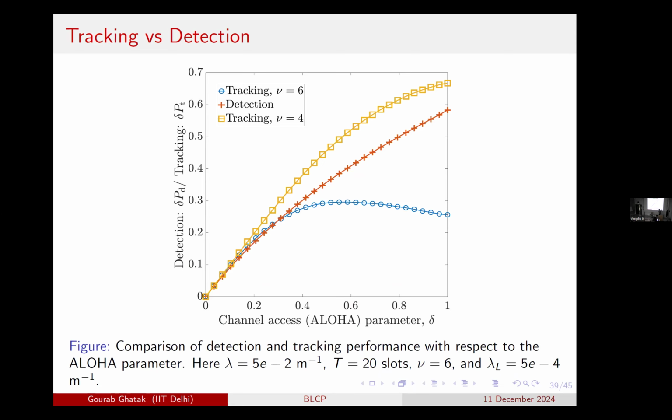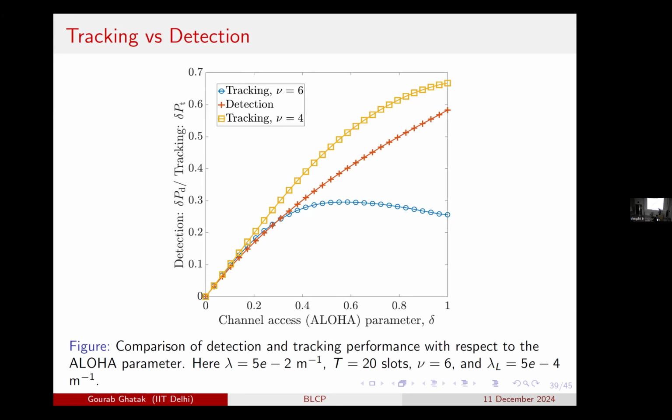So there are some existing results on radar, automotive radar modeling using stochastic geometry, which also uses some MAC protocols to optimize the access in order to alleviate the impact of interference. The observation is that the aloha parameter which optimizes the detection might not be the aloha parameter which maximizes your tracking. And the reason is the same as I explained before.